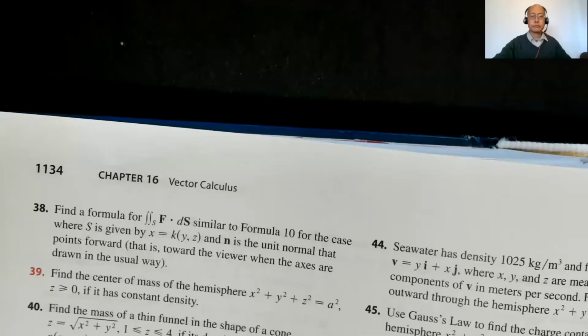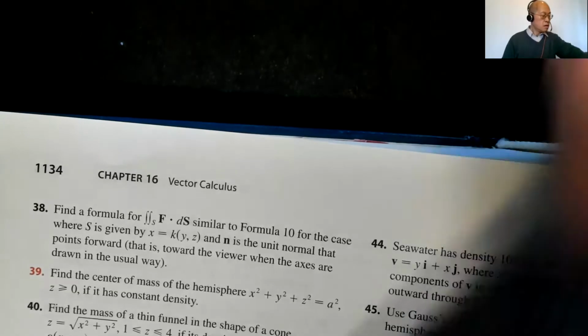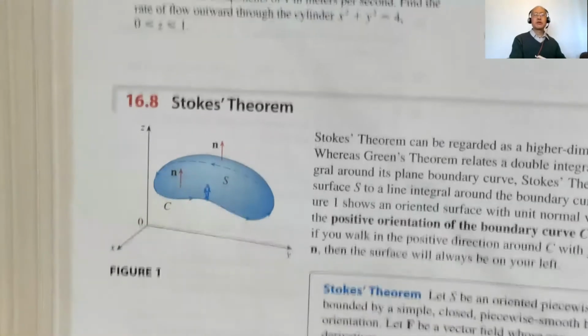This is section 16.8 on Stokes' theorem, a higher dimensional version of Green's theorem in the plane. Right, so we're on page 1134. There's a picture of Stokes' theorem.